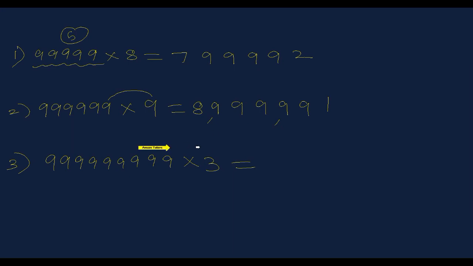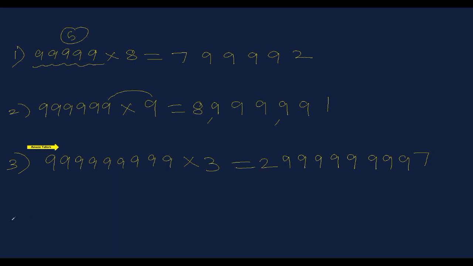Now 9 times 3. 3 9s are 27. 2 here, 7 here. Now let me count the number of 9s. 1, 2, 3, 4, 5, 6, 7, 8, 9. There are 9 9s in the question. So I should fill the middle digits with 8 9s. 1, 2, 3, 4, 5, 6, 7 and 8. That's all. Such a big answer. We got it in 2 seconds. Really quick and faster than a calculator.